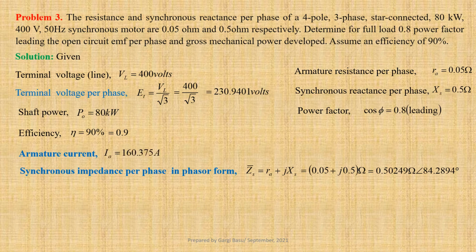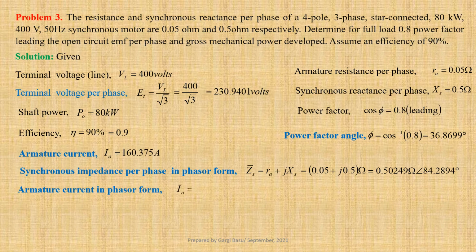We have computed armature current Ia equals 160.375 ampere. Now we shall calculate power factor angle. Phi equals cos inverse 0.8, that is equal to 36.8699 degree. Armature current may be written in phasor form as Ia equals Ia at an angle phi, that is equal to 160.375 ampere at an angle 36.8699 degree.